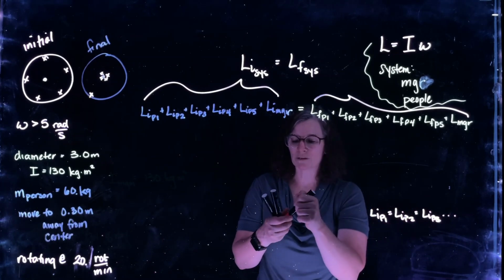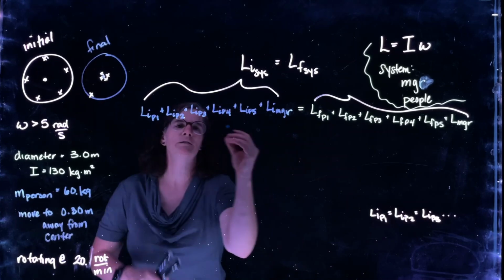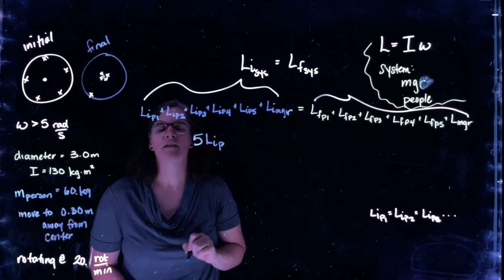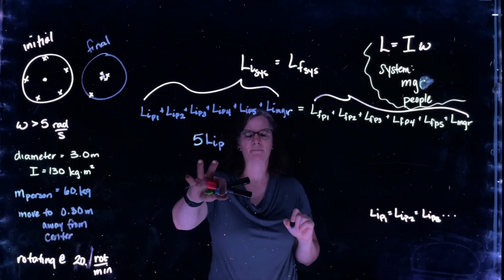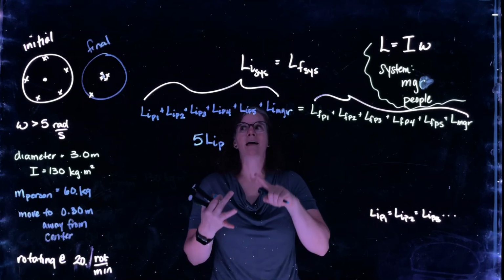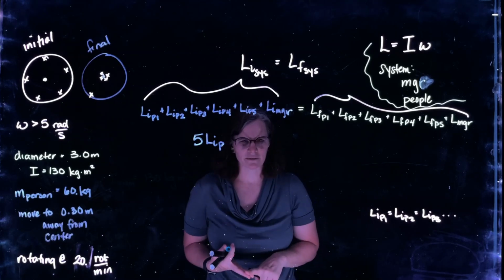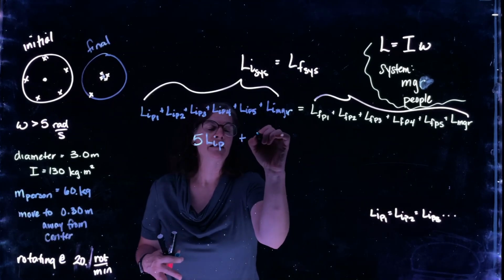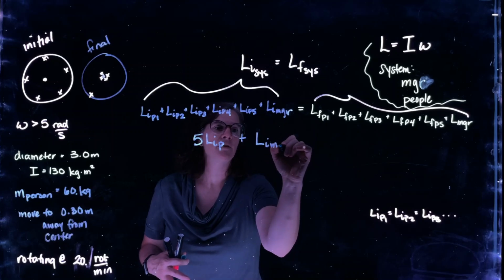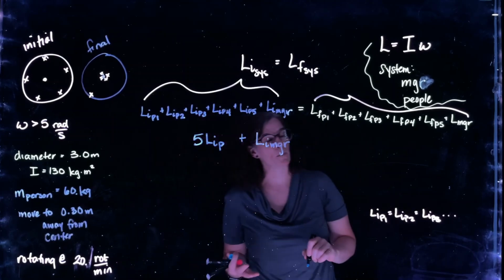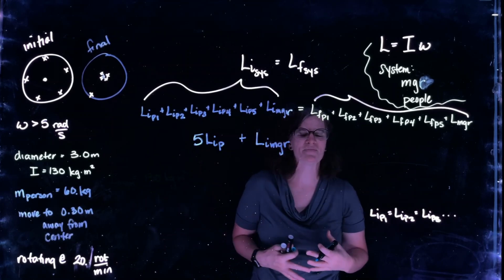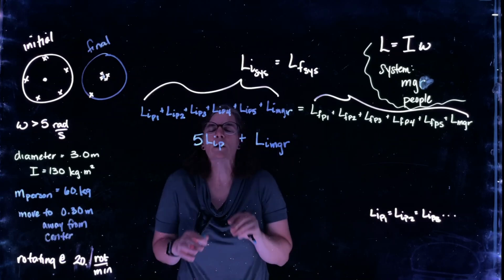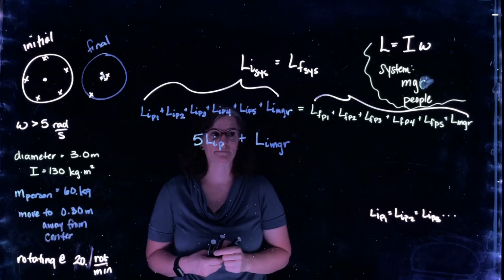So we actually have 5 identical initial momenta of the people. All right? They're all the same. The same radius, the same mass, the same angular velocity. Okay? So the merry-go-round has a slightly different angular momentum because it's got a different mass distribution, but it is going the same angular velocity. So this really reduces our initial condition.